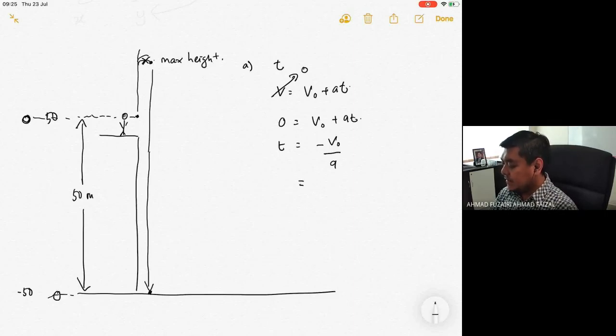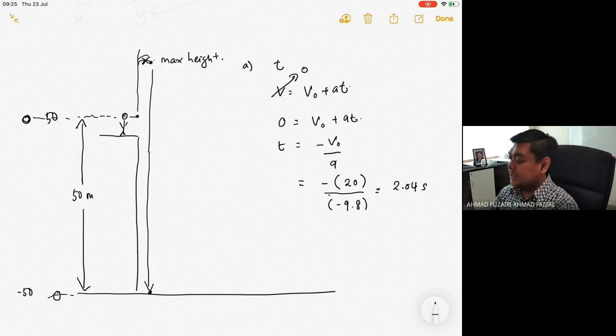And therefore T is equivalent to negative apa tadi? 20 meter per second. Saya tak letak tu. Bahagikan dengan A. A berapa? Negatif 9.8. Okay. And dapatlah jawapan dia 2.04. Okay, 2.04 seconds. Tengok cara kira. Tengok macam mana saya solvekan dia.